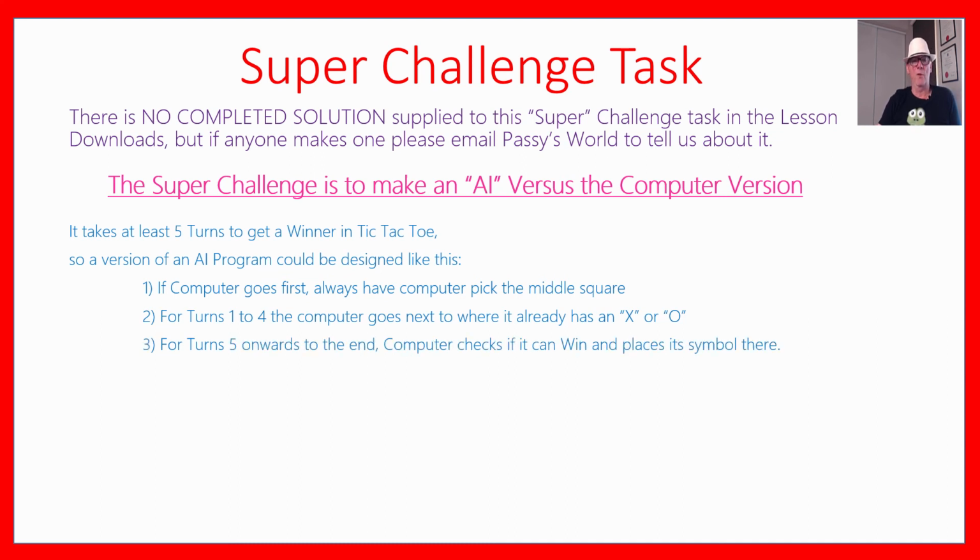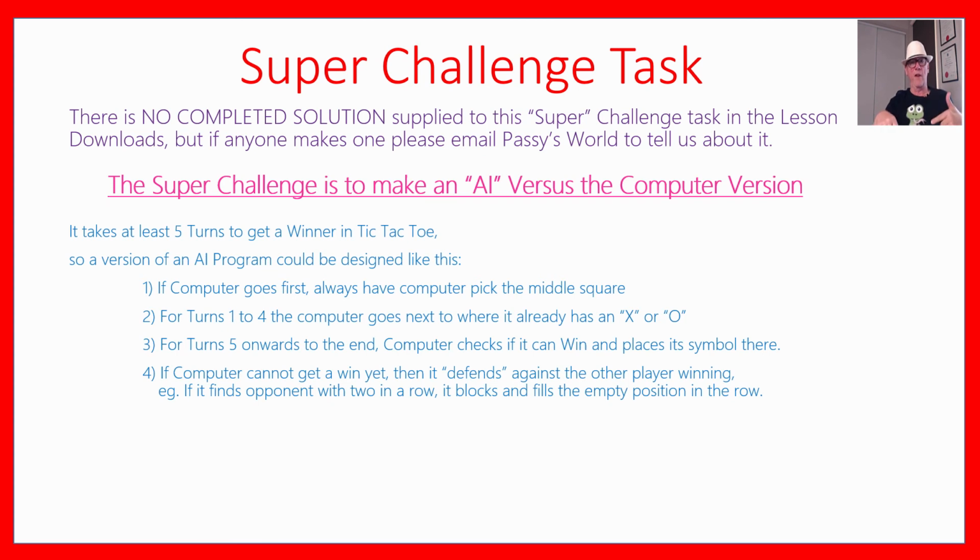Now, from turn 5 onwards, the computer better get on the ball here, and it needs to check first: can it win? So it needs to check, okay, if I've got 2 in a row anywhere, or a way where I can just put my symbol there and I'll have 3 in a row and be a winner. That's the first thing it should check for.